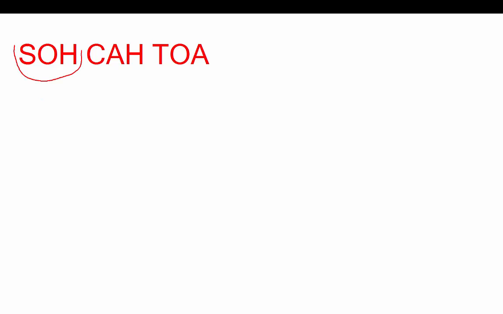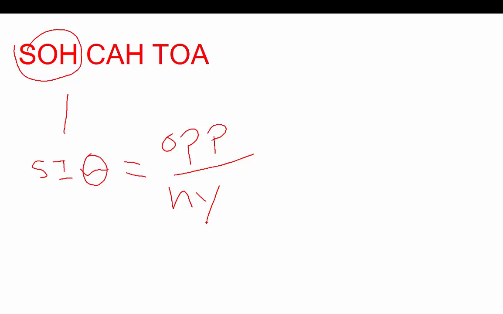So, okay, let's do this. S equals sine of angle theta equals opposite over hypotenuse. Okay? So you're looking at S equals sine of theta, and then O equals opposite, and H is hypotenuse. So that's the formula. That's how you're going to remember this.